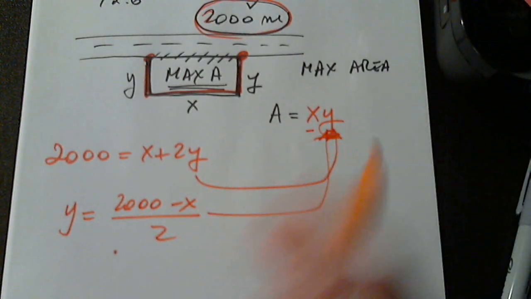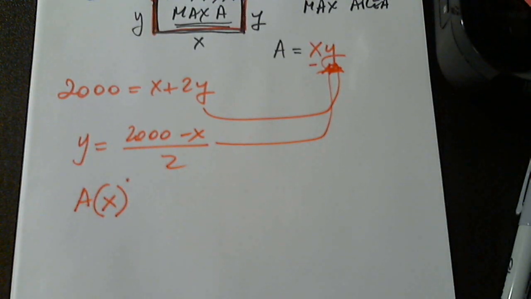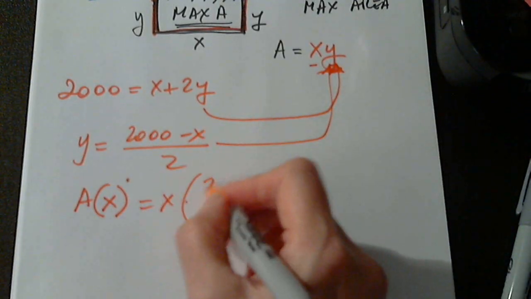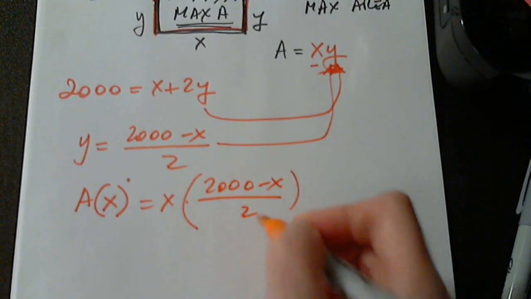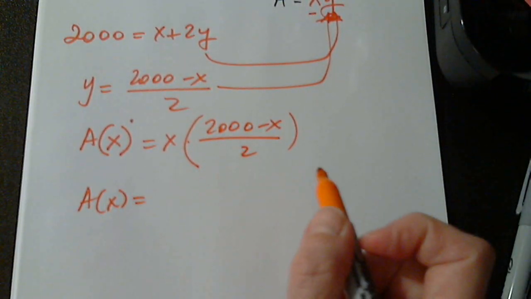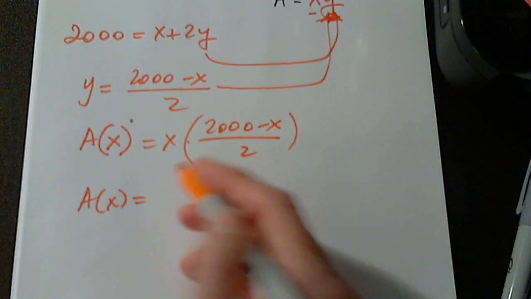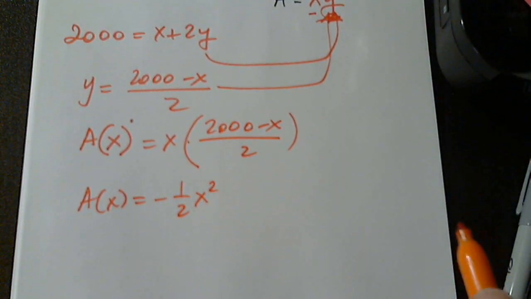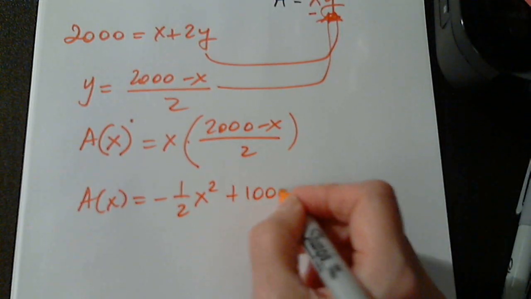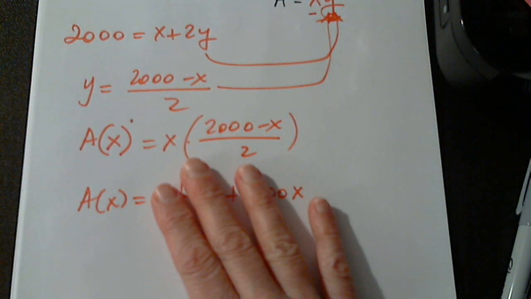And now I'm going to plug it in here. So now I can say that the area is indeed a function of x alone. I have x in front, and I multiply by 2000 minus x over 2. I need to simplify this a little bit. So A of x, I will distribute, right? So I have negative x squared over 2, so negative 1/2 x squared. And then I have 2000x over 2, so this is plus 1000x. You can say, why are you doing this? And you'll see in a moment why.